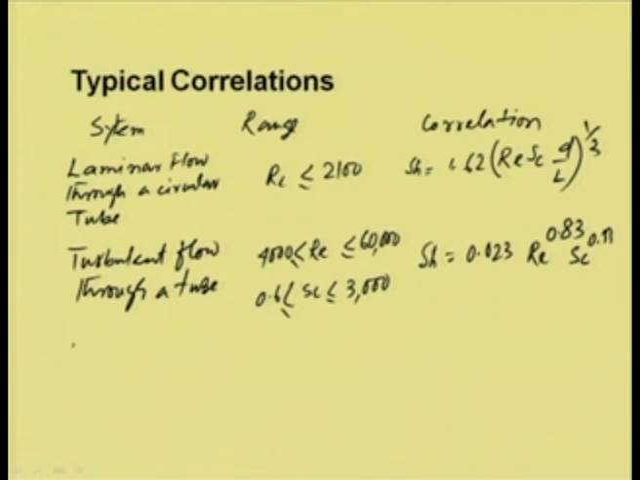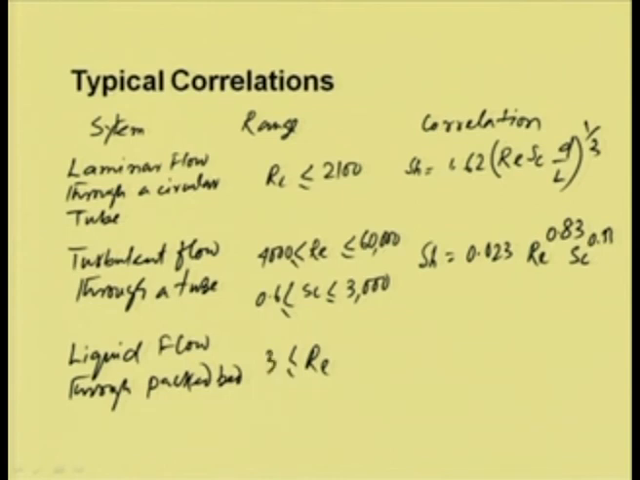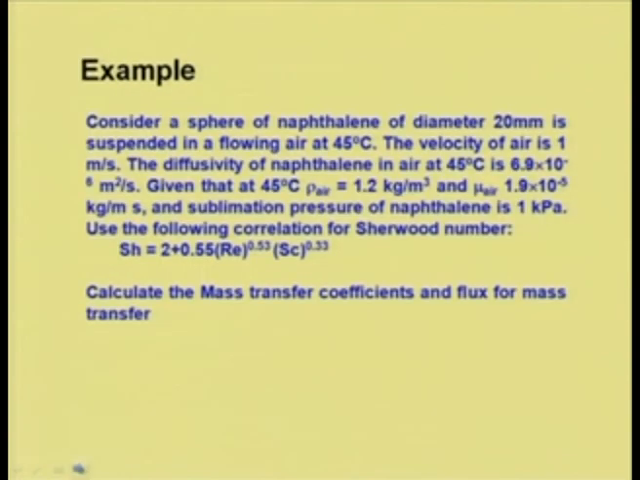Similarly, liquid flow through a packed bed. Here, Reynolds number greater than or equal to 3 and less than 10,000, Sherwood number is equal to 2 plus 1.1 Reynolds to the power 0.6 and Schmidt to the power 0.33. Let us consider one example.